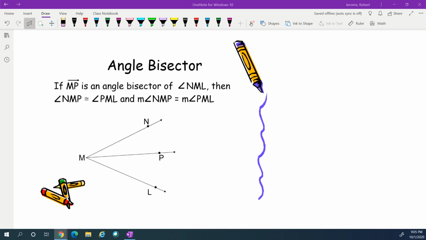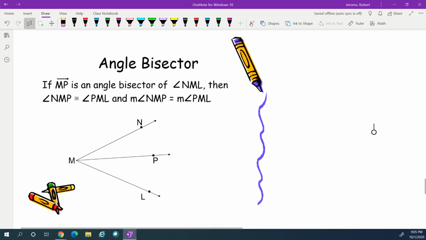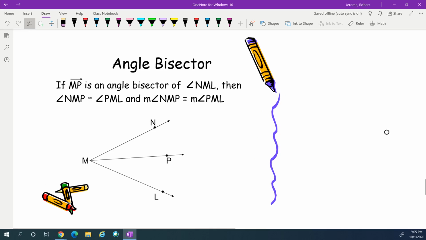All right, so the next thing we have here is an angle bisector. And again, we did this with segments. When we bisect something, we break it into two smaller, congruent, and equal things. So when we bisect a segment, we get smaller segments. When we bisect an angle, we get smaller angles.